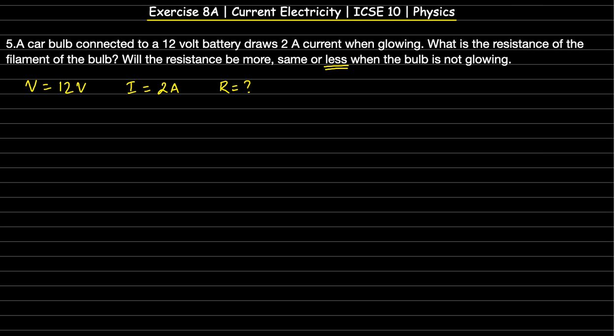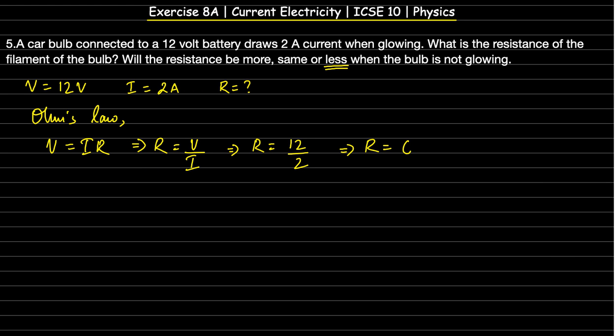So this is very simple. We can use Ohm's law to find this. So from Ohm's law, we know V is equal to I into R. So R happens to be V divided by I. R happens to be V is 12 divided by I is 2. So the resistance happens to be 6 ohms. So 6 ohms would be the resistance here.